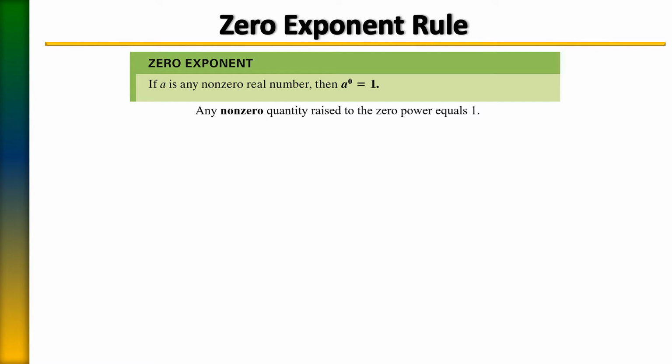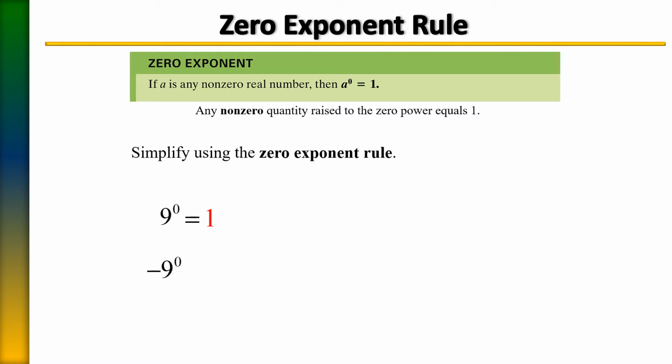That's it. For example, 9 raised to the zero power equals 1. Any number, as long as that base number is not zero, but that base number can be a negative, it can be a positive, it is still going to equal 1.